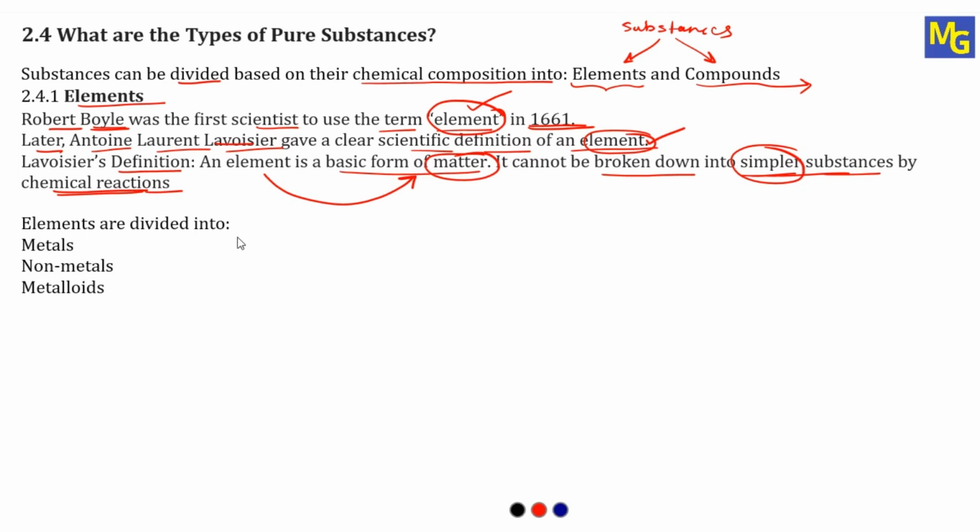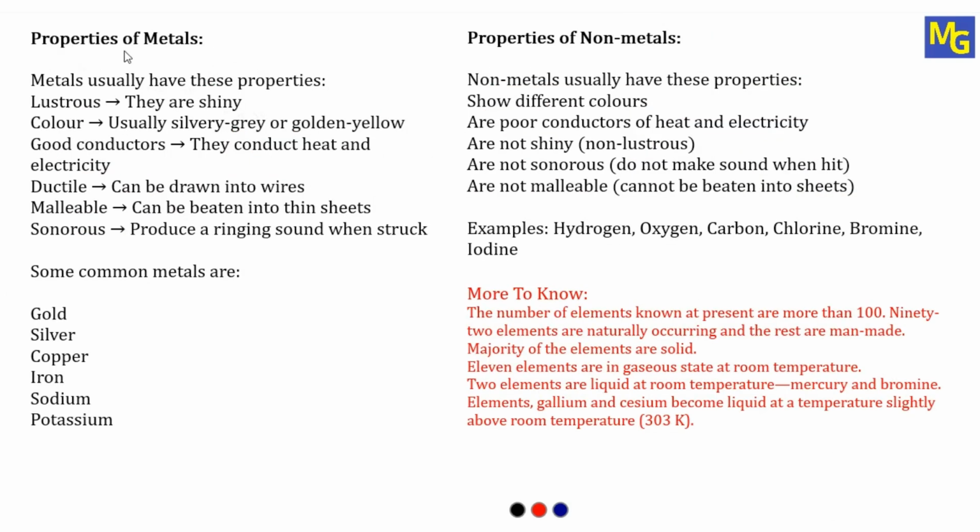Elements are divided into three types: metals, non-metals and metalloids. So we have elements which we have divided into three types: metals, non-metals and metalloids. Now we will study what metals and non-metals are in detail. First we will start with metals. To study what a metal is, we have to study the properties of metals.